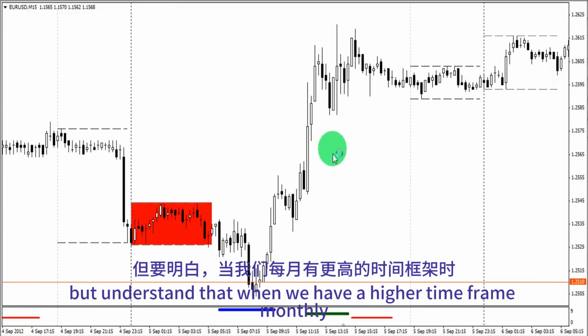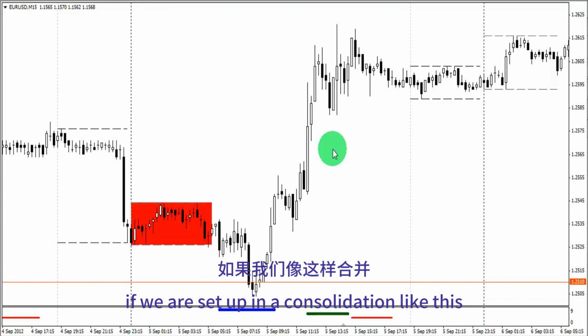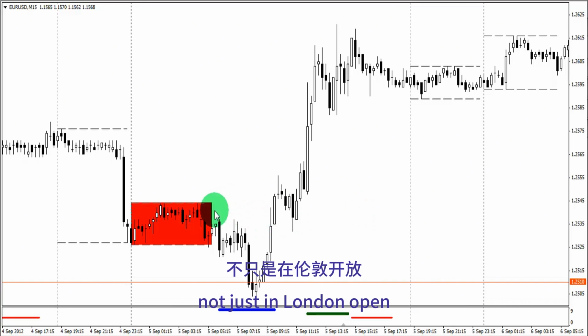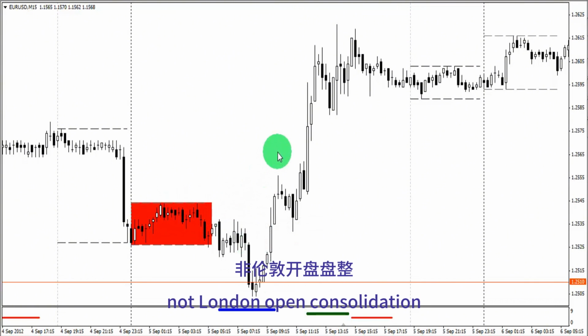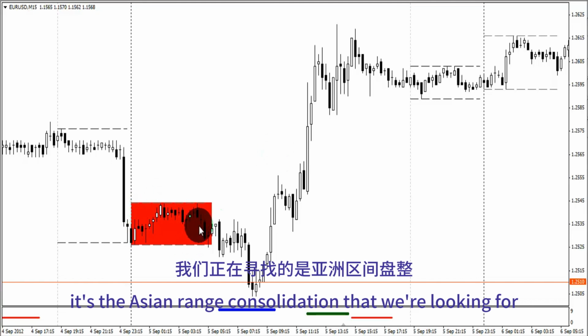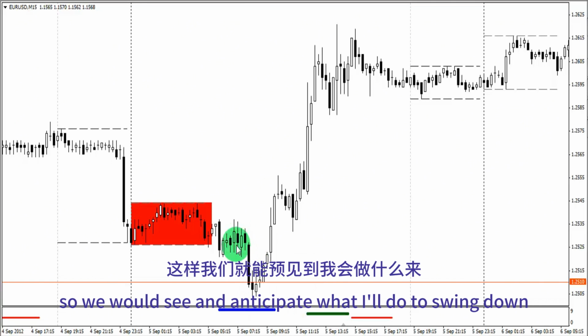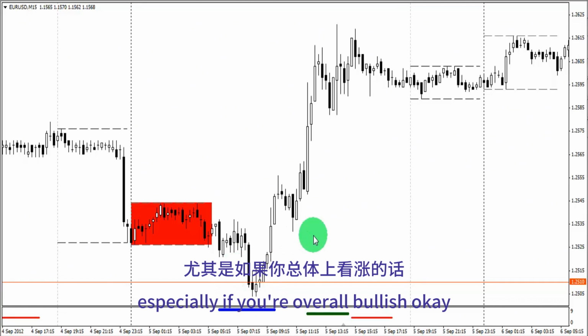But understand that when we have a higher time frame monthly, weekly, daily, 4 hour, and 1 hour order block, if we are set up in a consolidation like this, and this can occur in New York Open as well, not just the London Open. When we see these scenarios set up for signals for the London Open, it's the Asian range we're talking specifically about, not London Open consolidation. It's the Asian range consolidation that we're looking for prior to a bullish order block. So we would see and anticipate what? A Judas swing down into that order block. That's huge probabilities for an upside move, especially if you're overall bullish.